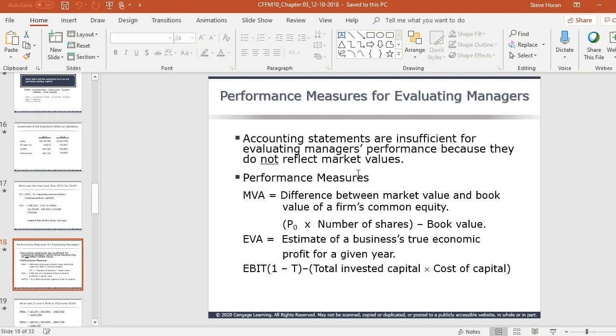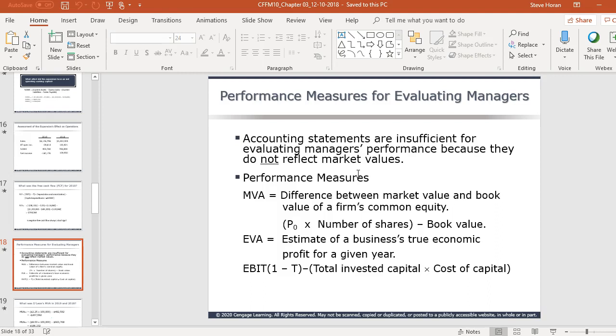So financial statements are a good starting point for sure to evaluate performance of a manager. That's okay as a starting point, but it should not be the sole measurement, because there's so many things in accounting that managers cannot directly influence. Maybe indirectly to some degree, but not directly.